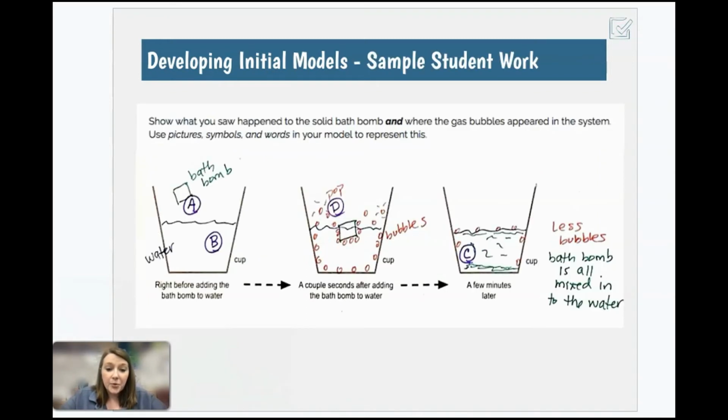Then I'm going to show you another student's representation, and this is what they have labeled. The solid bath bomb has A, the liquid before we add the bath bomb is B, the gas bubble is represented with D, and the liquid after is represented with C. So yours might look similar and might look different. Both are perfectly valid.